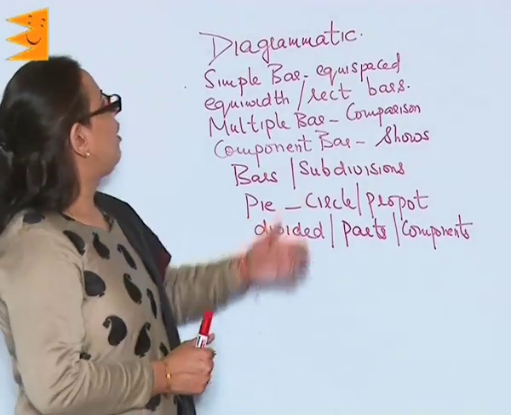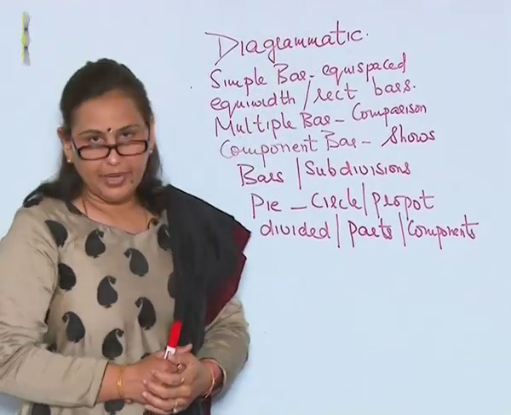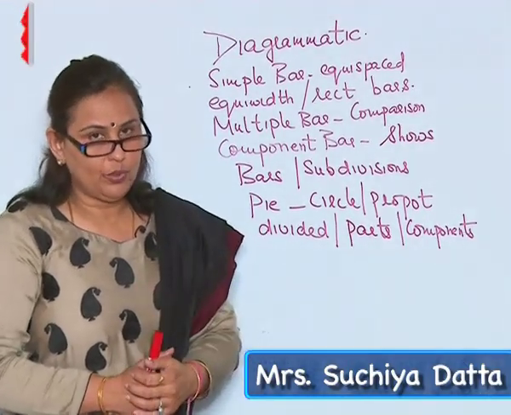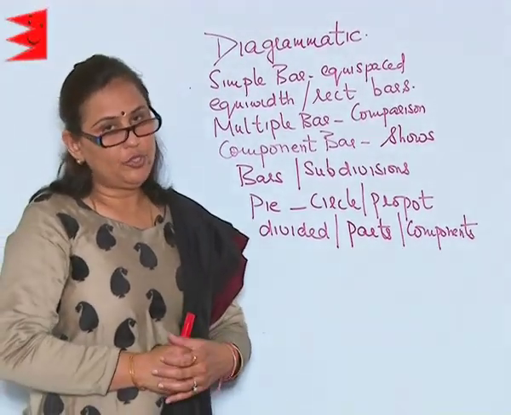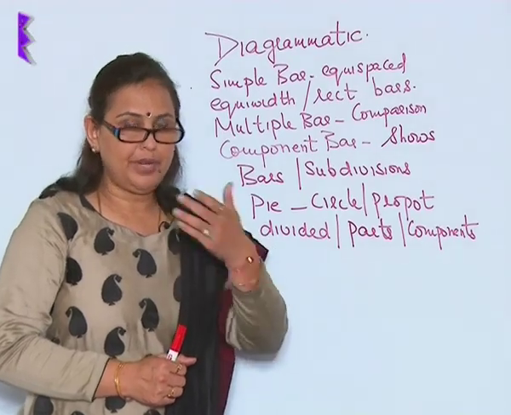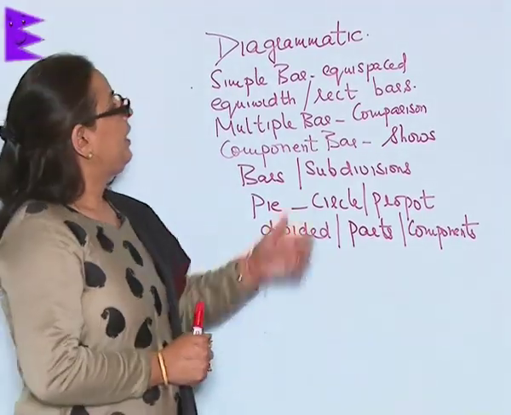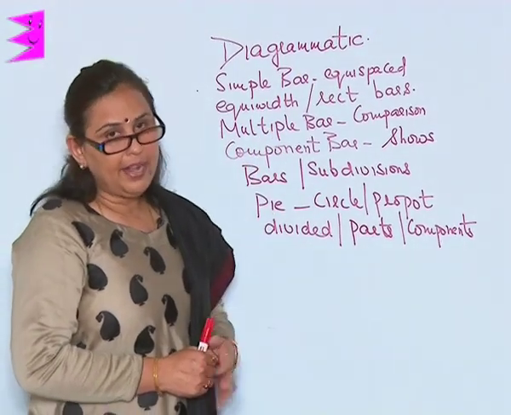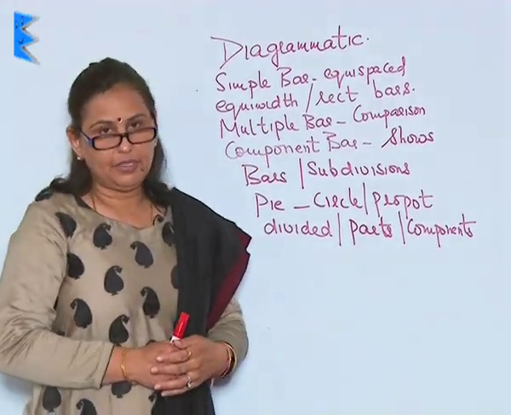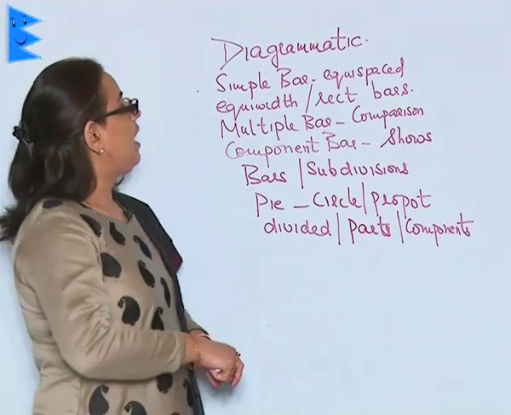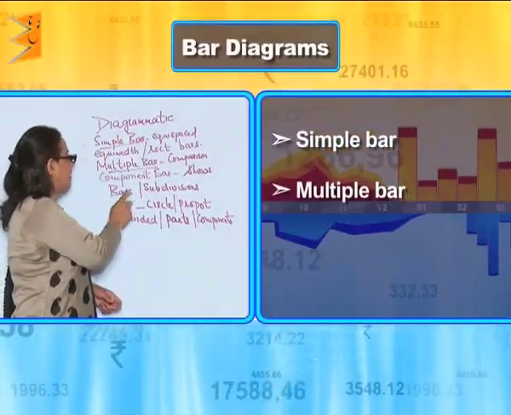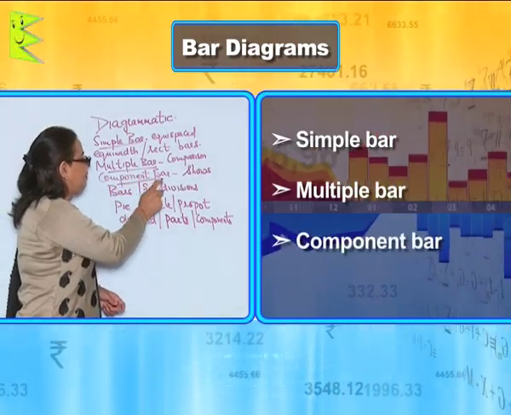Next, I talk about the diagrammatic presentation of data. And in the diagrammatic presentation also, first of all, I am going to talk about the geometrical presentation of data. In the geometrical presentation, there are two kinds, the bar diagrams and the pie diagrams. The bar diagrams are further divided into simple bars, multiple bars and the component bars.